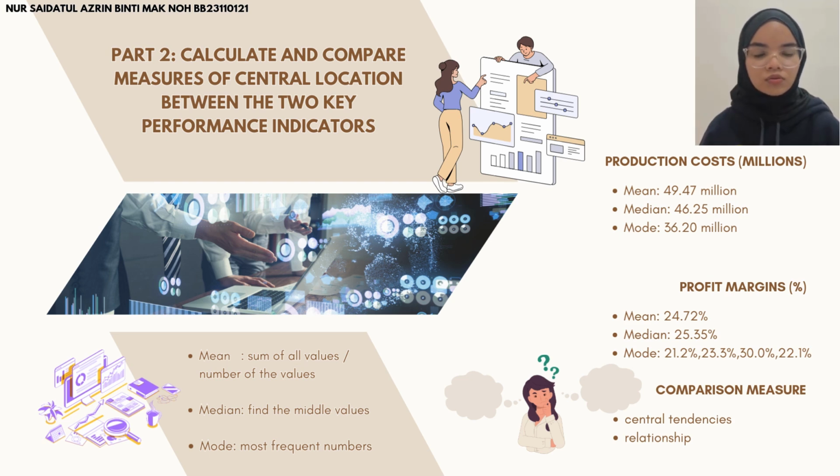30 and also 22.1. Comparison in central tendency for production cost: the mean and median tell us that most companies have moderate production costs, while the mode shows that smaller costs like 36.2 million happen more often in the data set. For profit margin, the distribution is tighter.